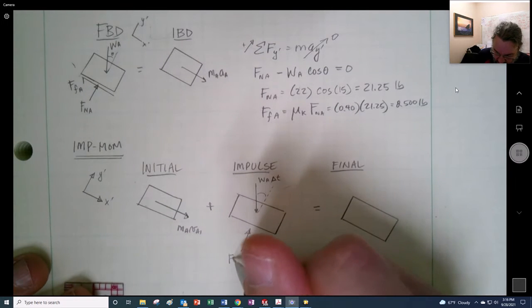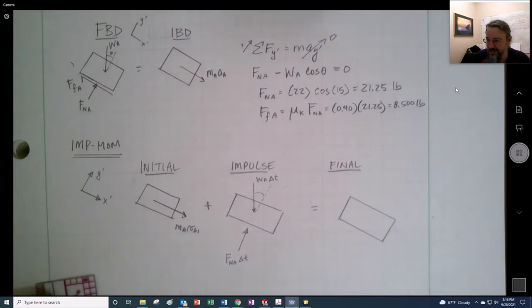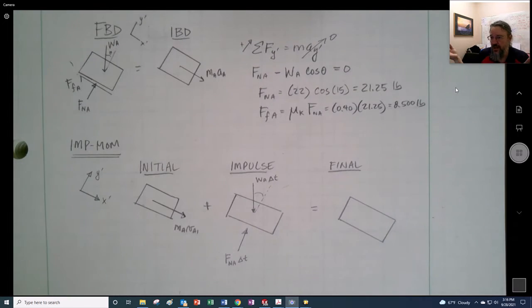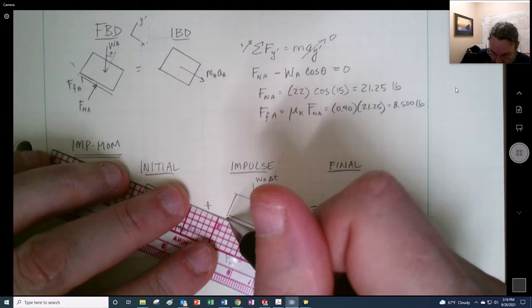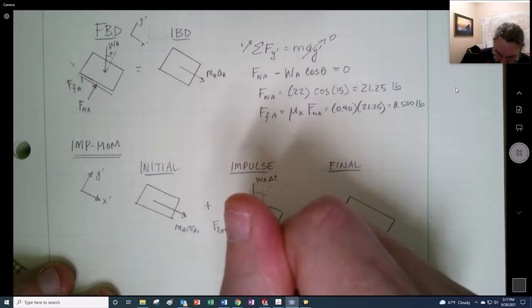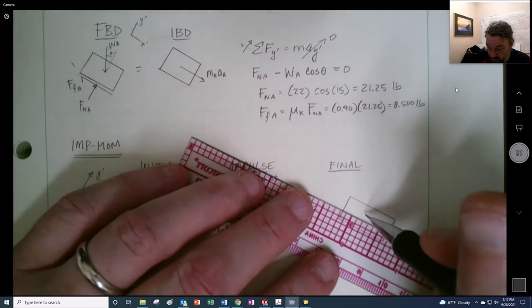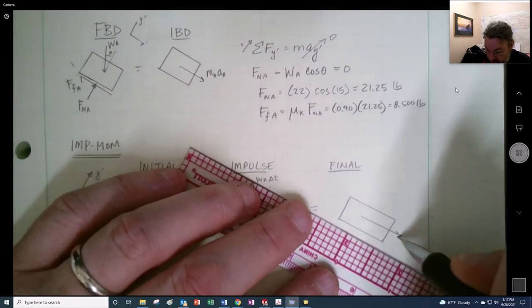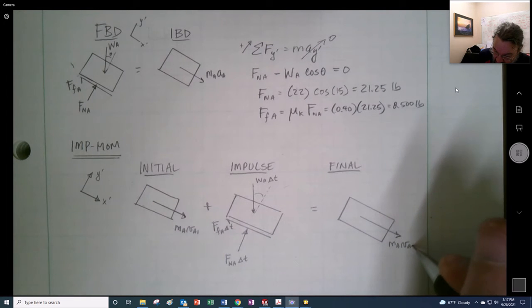Here's another one right here: force of the normal times delta T. Ask yourself, does that ever change with time? It doesn't. Therefore it's just the constant force times time. Here is the friction, FA delta T. It too does not change with time. And then this right here will be mass of A times the velocity of A2.